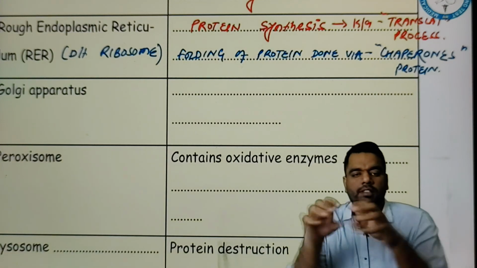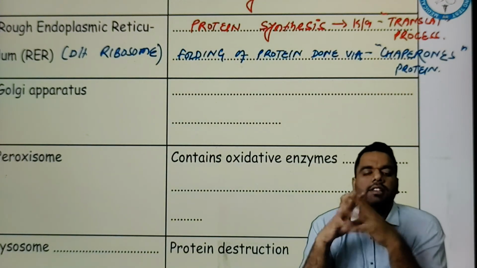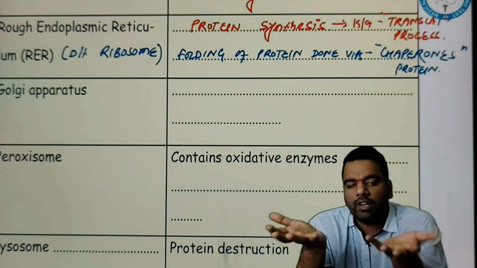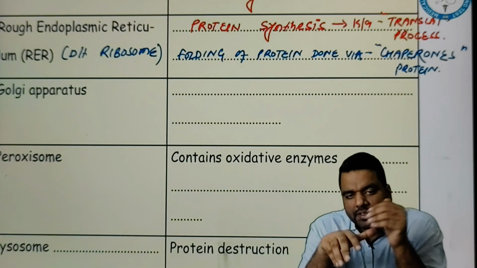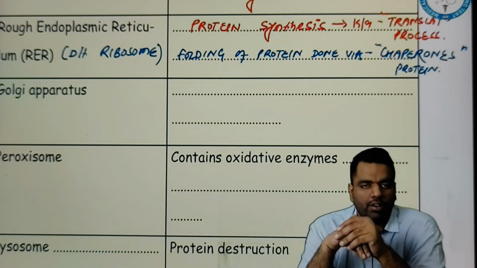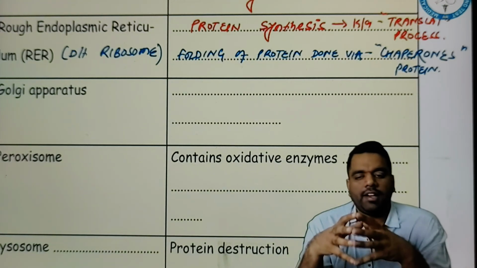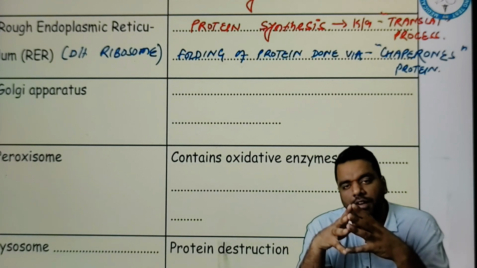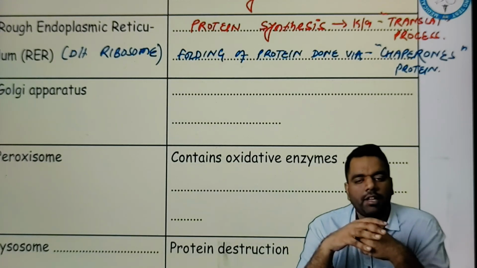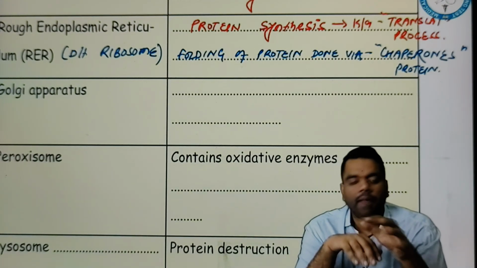Guys, suppose this is the protein chain and it needs to be folded, but the folding is not possible. What will happen? This protein we call a misfolded protein. The cell doesn't want to send it out from the endoplasmic reticulum, because if a product in a factory gets defective, you don't send it to the market for selling. You immediately identify the defective product and send it for recycling. The similar thing happens in the cell.